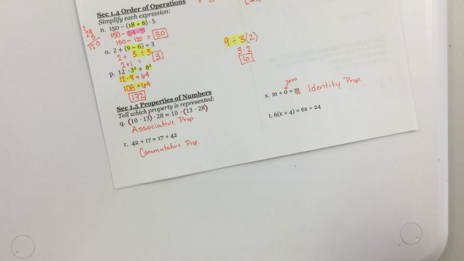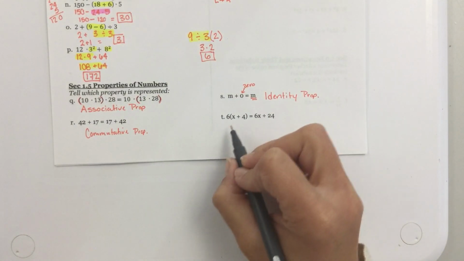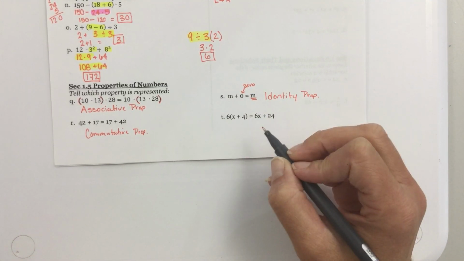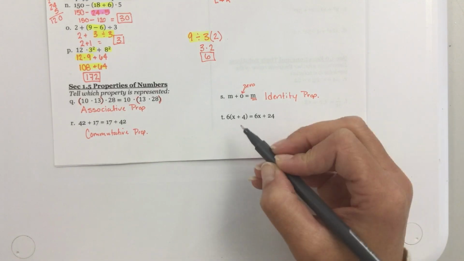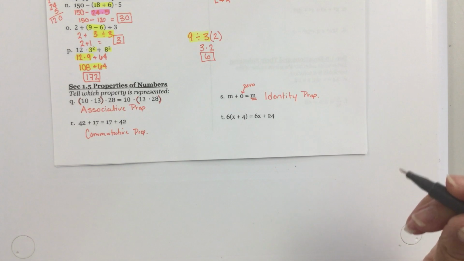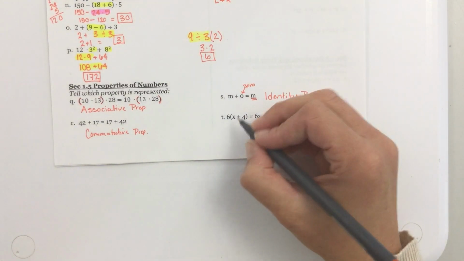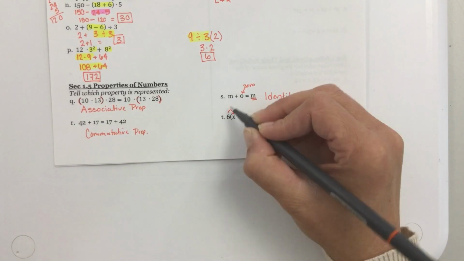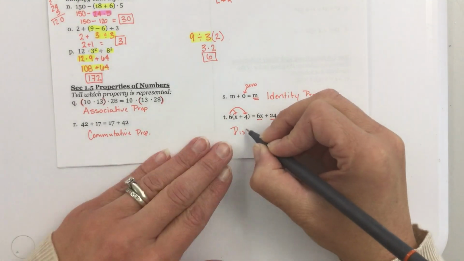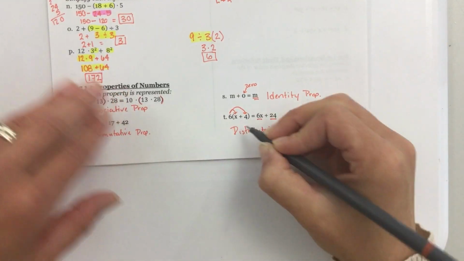Okay, and then this last one, which I had you guys do some practice with on the iExcel, tells us that this is the same as this. Now, some people think that this is the associative property because there's parentheses. But just because there's parentheses does not mean that that's what property it is. Okay, Jada. Distributive property, because the 6 times x gives us 6x, and 6 times 4 gives us 24.